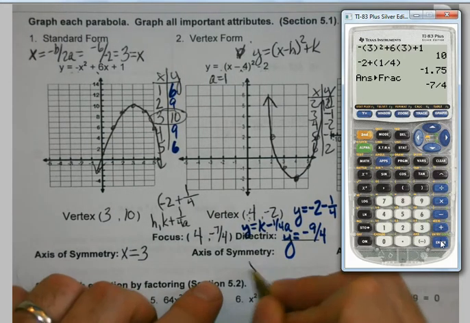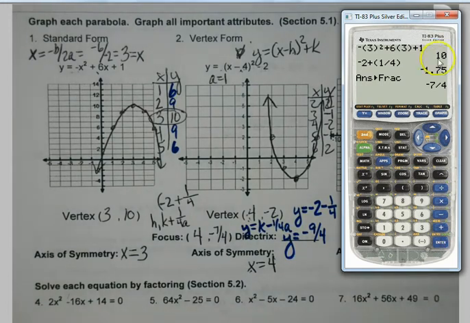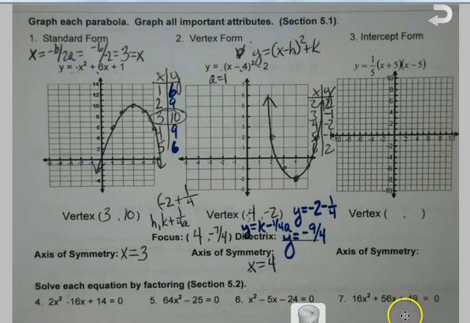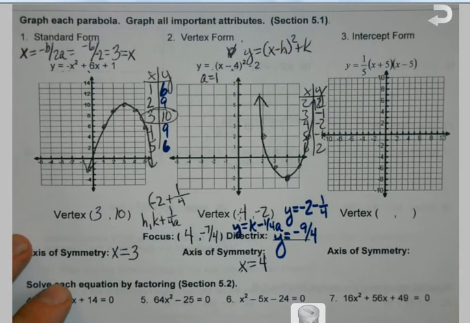And my axis of symmetry still doesn't change. Don't forget the x. If you just write 4 on the test, you're going to get a deduction for that. And we don't want to be making deductions, but you have to be able to tell me a little bit more about the line than just, well, 4. That doesn't tell me enough, and we've talked about that before.